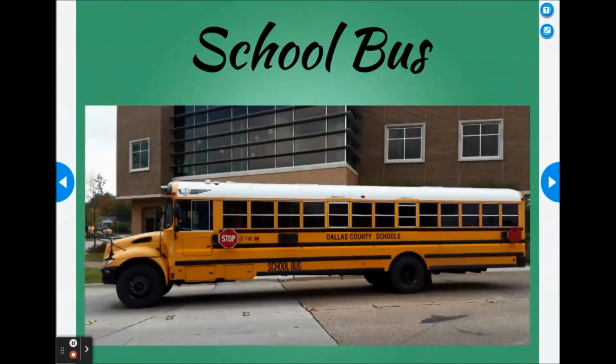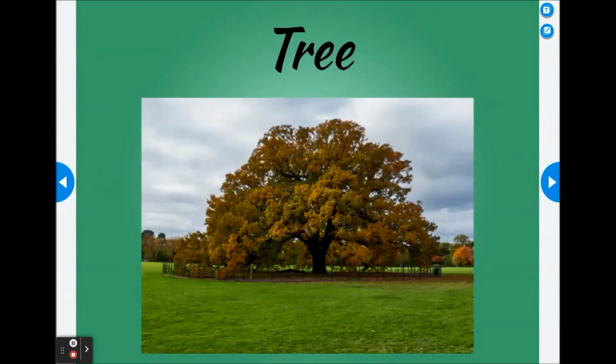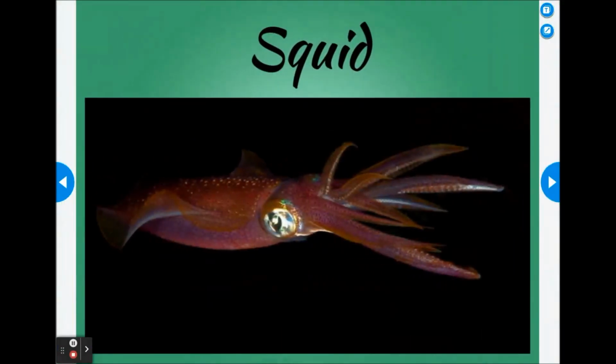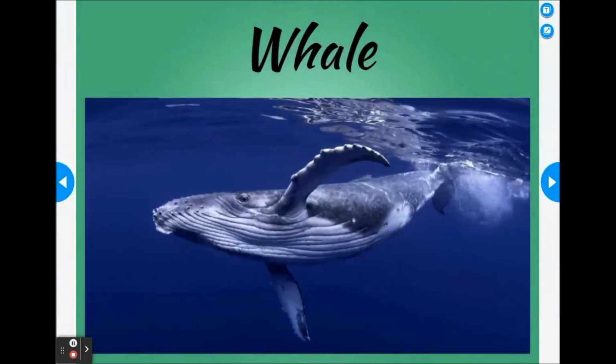The school bus is really, really big. This tree is enormous. It's really big. The squid is enormous, really, really big. And the whale is enormous. All of those things were enormous. That means they were really, really big.